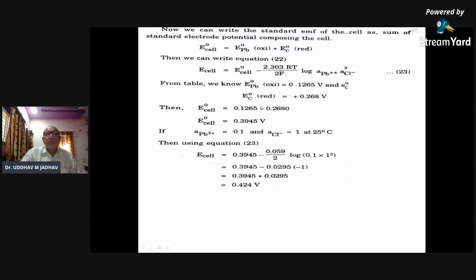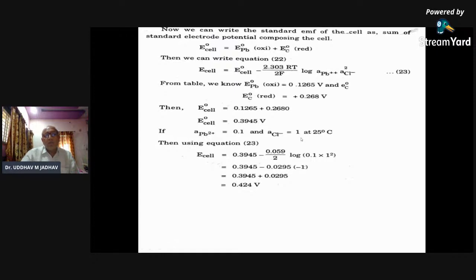From the table, the electromotive series, or the table where the standard electrode potentials are given, the values are known. Then E naught Pb is 1.265 and this one is 0.268. Then E naught cell comes out to be 0.3945 volt.